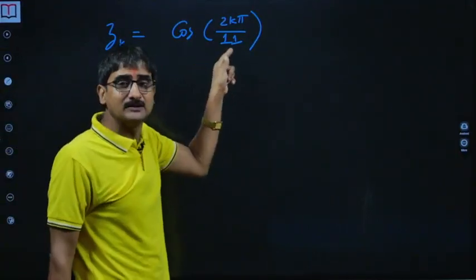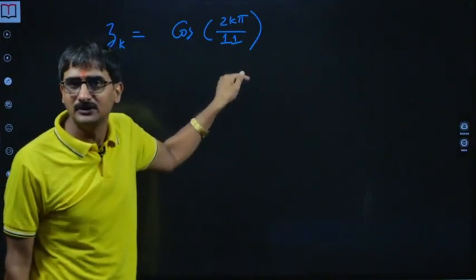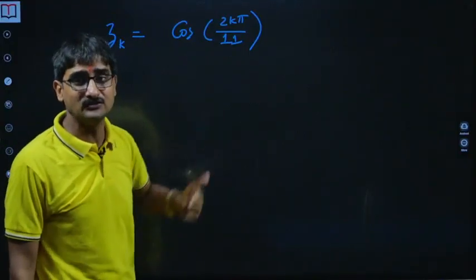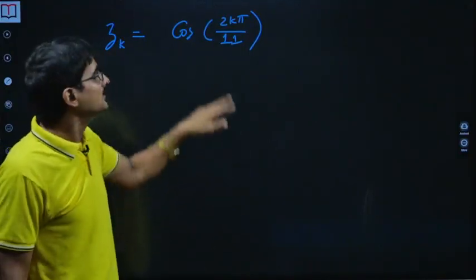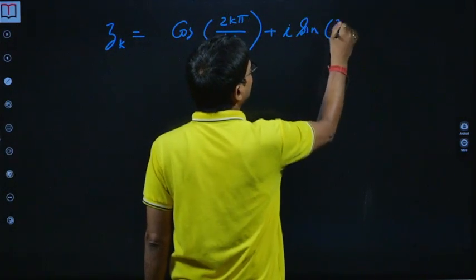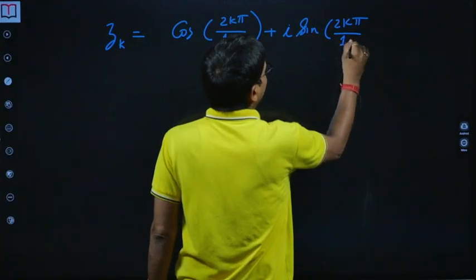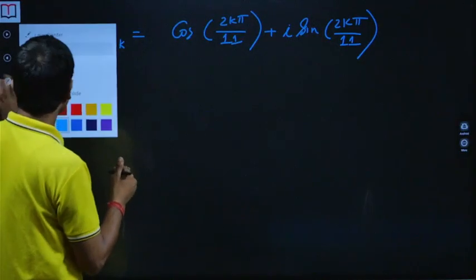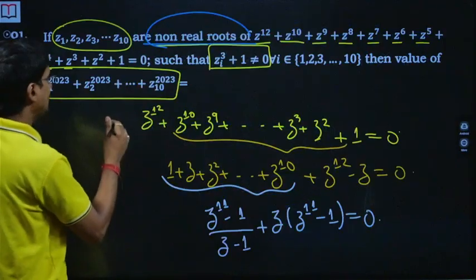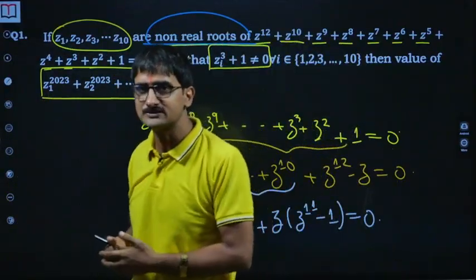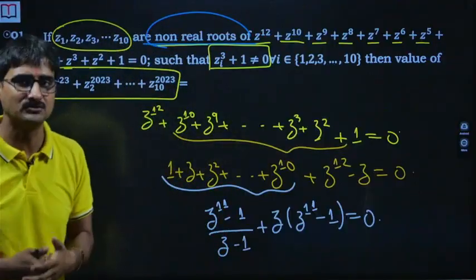Okay, so if we are talking about the nth root of unity, then in the denominator within the argument, within the angle, you will be having n. Since we are talking about the 11th root of unity, we have 11 here: cos 2k pi by 11 plus iota sine 2k pi by 11. Okay, now see, since in the question we are required to get the value of z1 raised to the power 2023 plus z2 raised to the power 2023 and so on and so on.